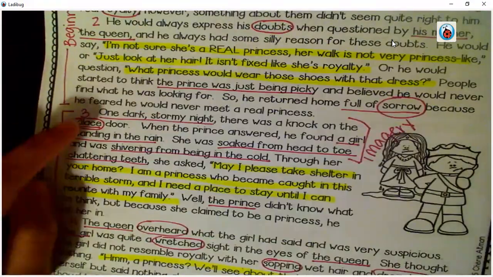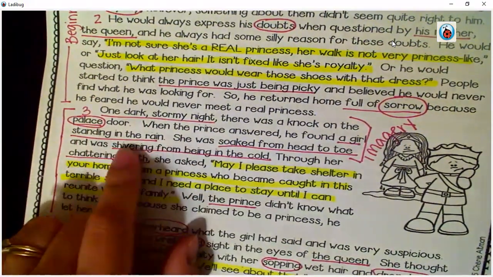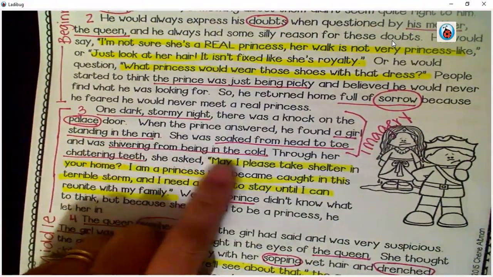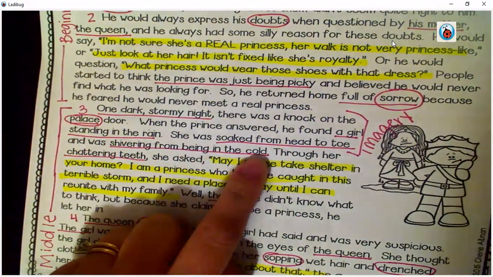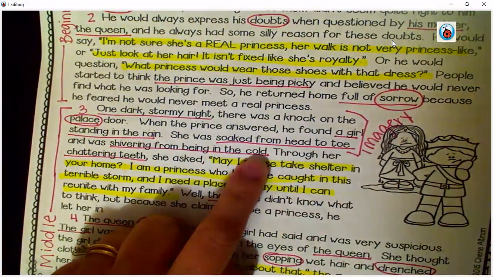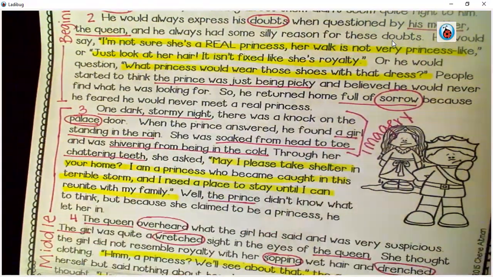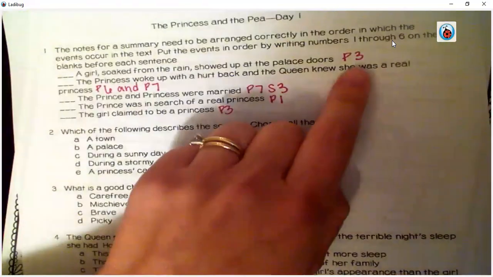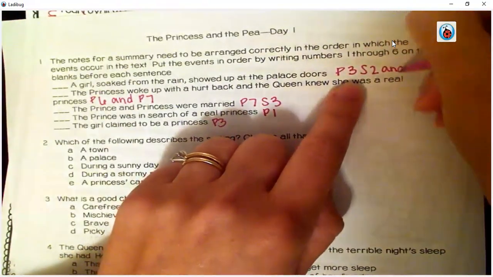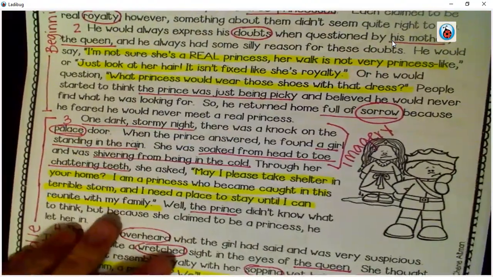So let's go back to paragraph 3. One dark and stormy night, there was a knock on the palace door. When the prince answered, he found a girl standing in the rain. She was soaked from head to toe and was shivering from being in the cold. So that is sentence 2 and 3. Paragraph 3, sentence 2 and 3. The girl claimed to be a princess. Let's see what sentence that is.